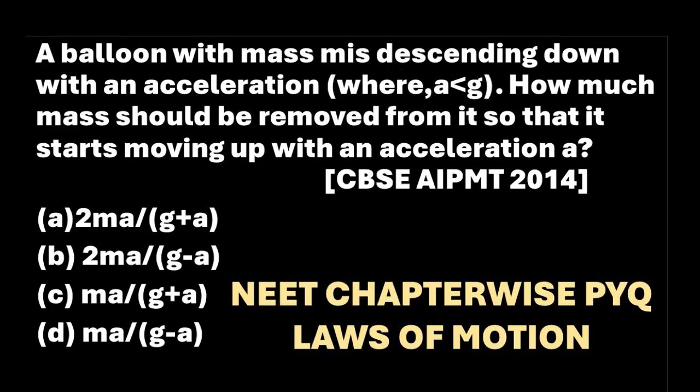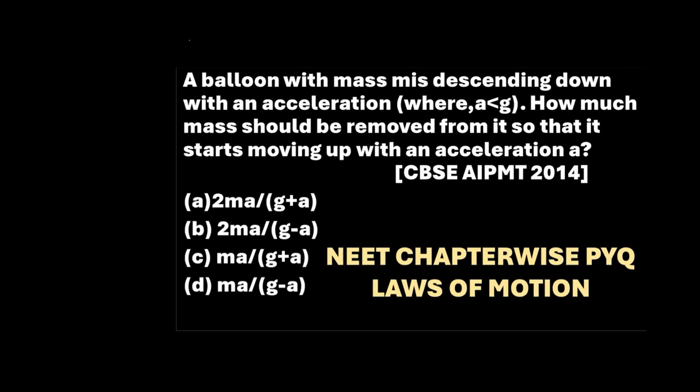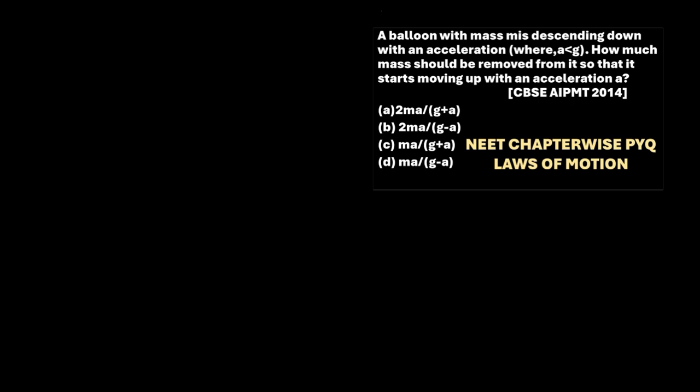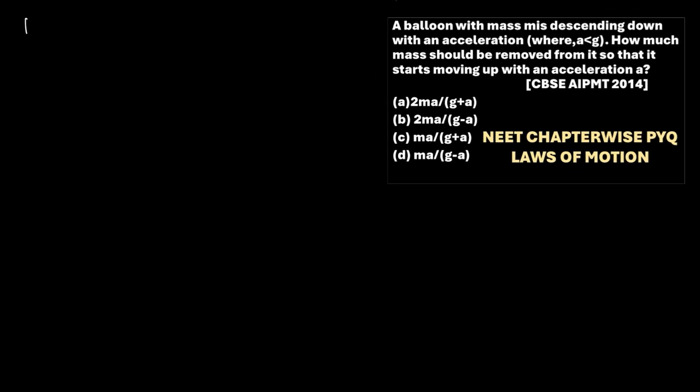A balloon with mass m is descending down with an acceleration a, where a is less than g. How much mass should be removed from it so that it starts moving up with an acceleration a? So we will discuss this question in two different parts. Okay, so let's discuss the first part.